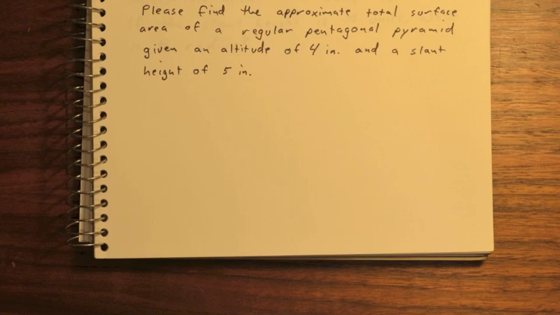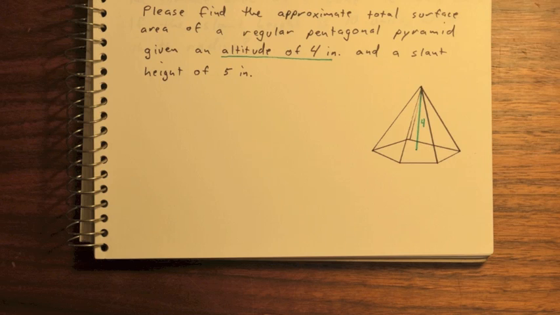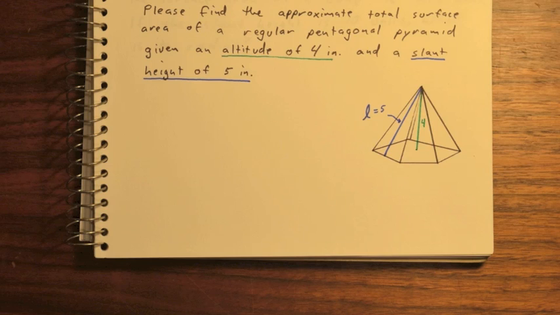Next example, please find the approximate total surface area of a regular pentagonal pyramid given an altitude of 4 and a slant height of 5. So first let's picture this. We have our pentagonal pyramid. The height, or the altitude, is 4 inches. The slant height is 5 inches. And we need to find the approximate total surface area.